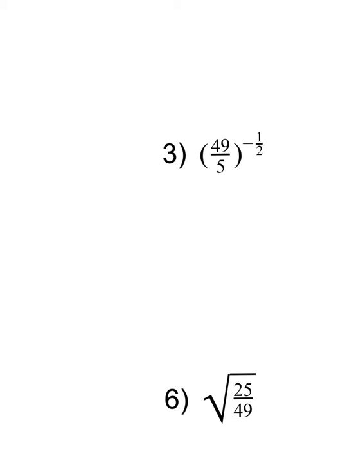To get rid of a negative exponent, we flip it. So my first step would be 5 over 49 to the 1/2 power. To get rid of the 1/2 power, we separate it as the square root of 5 over the square root of 49. So my final answer is plus minus square root 5 over 7.